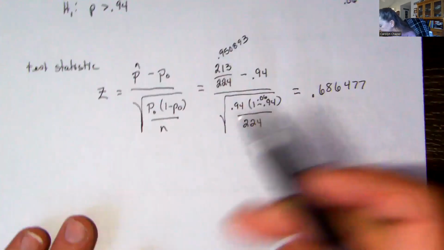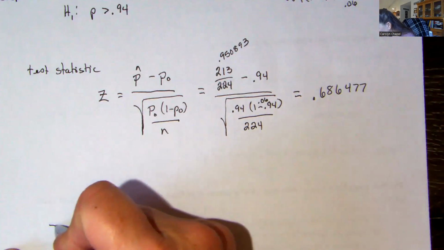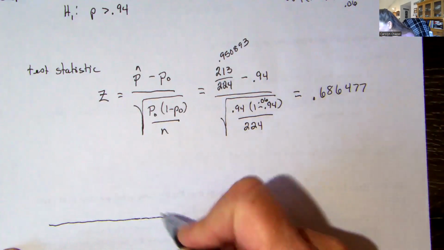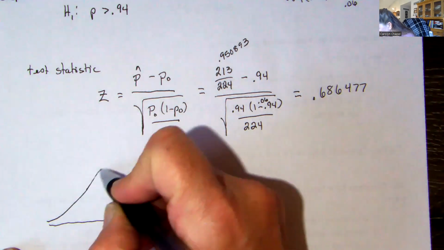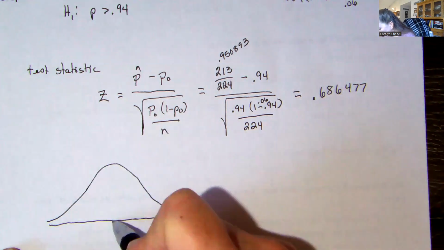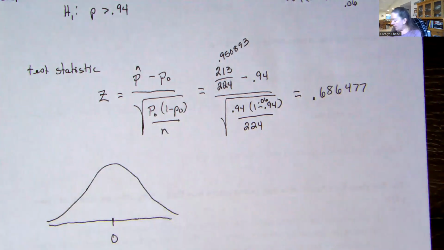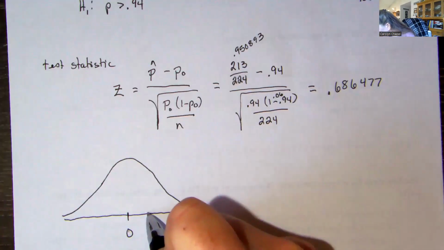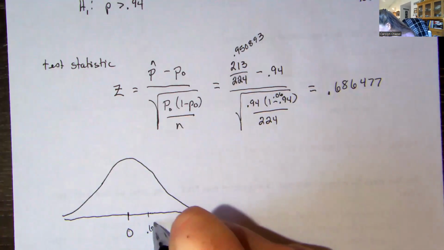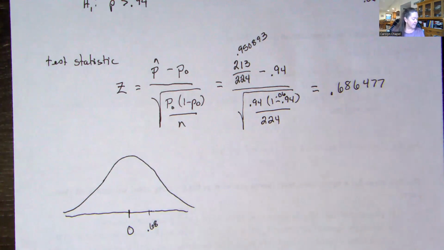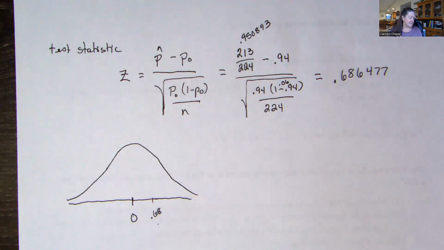Now remember that this is a normal curve, okay? And this is our standard normal curve. So here's our 0 sitting in the middle. And our 0.68, I don't know, is probably here or so. It could be further on. Scale is not mandatory. This is our Z value, that's our test statistic.